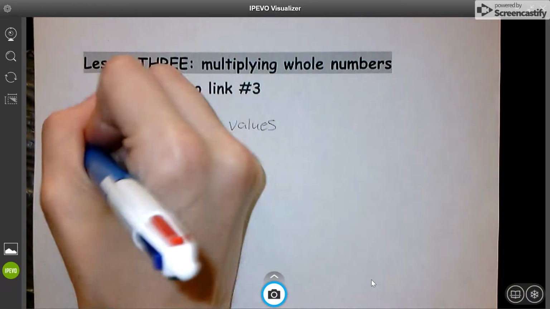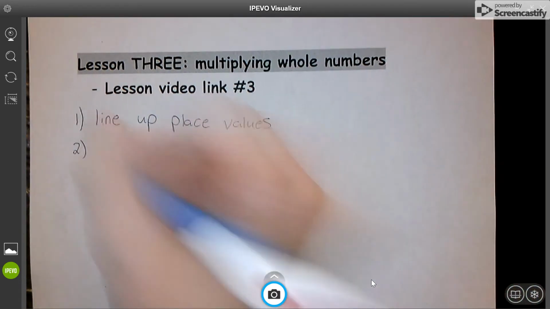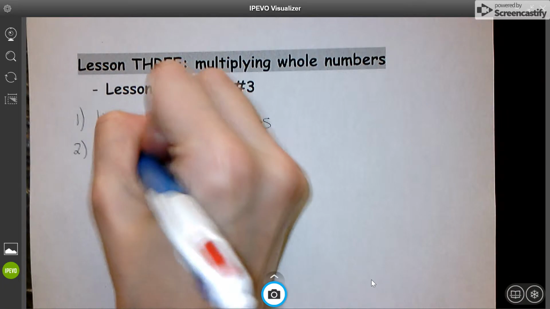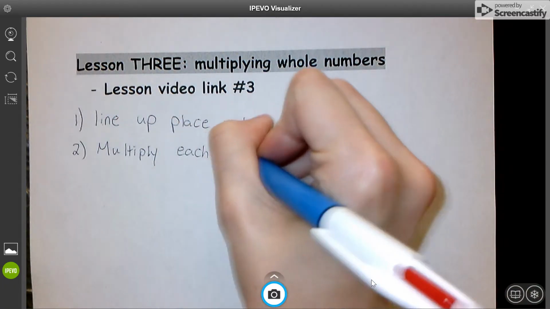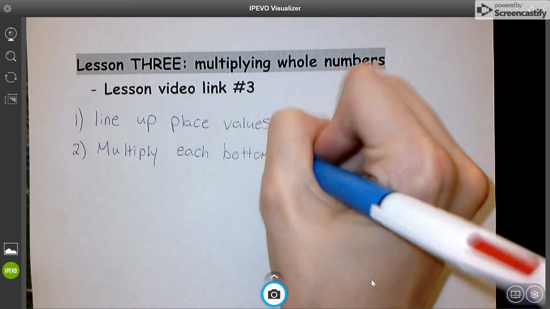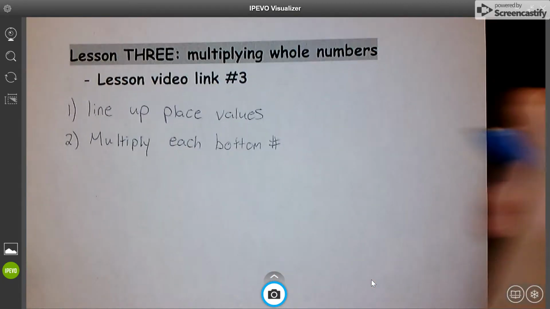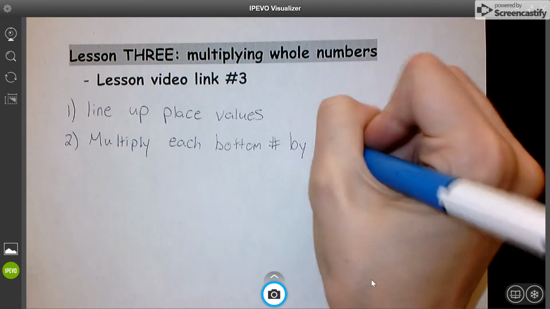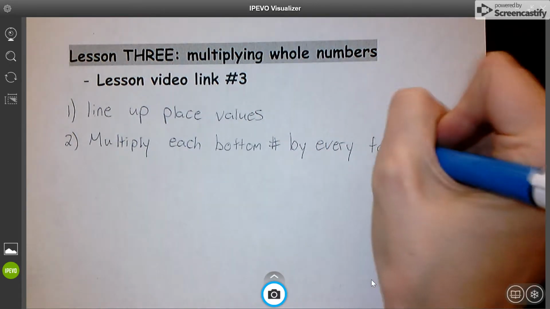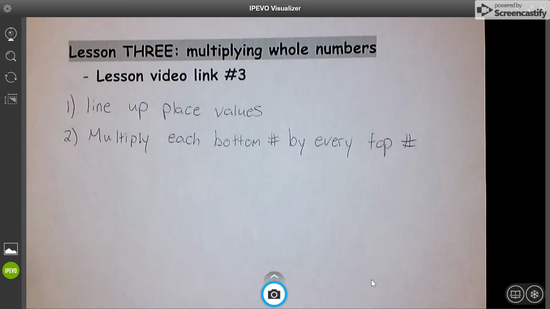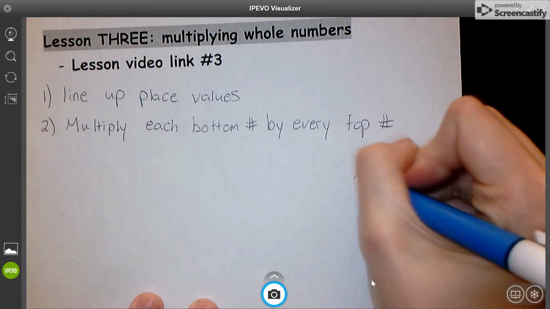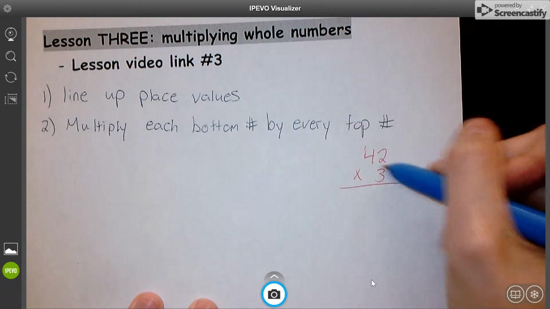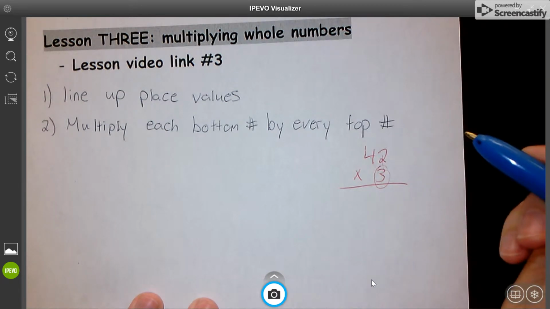Your second rule: you multiply each bottom number. Remember, hashtag means number. Each bottom number by every top number. Okay, so what that means is if I have 42 times by 3, every bottom number is going to be multiplied by every top number.